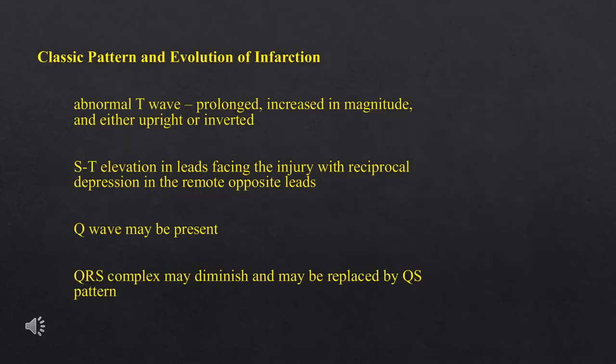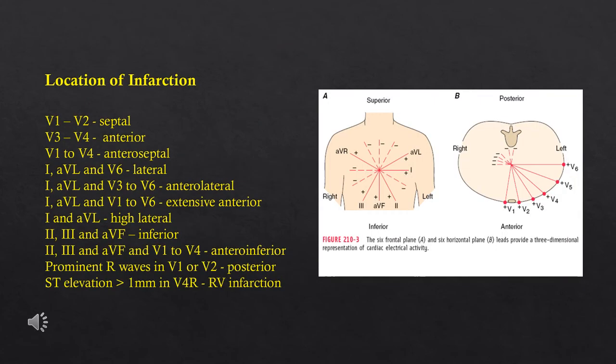A classic pattern and evolution of infarction: an abnormal T wave, which is prolonged, increased in magnitude, either upright or inverted, and then an ST elevation in leads facing the injury with reciprocal depression in the remote opposite leads. A Q wave may be present, and then the QRS complex may diminish and may be replaced by a QS pattern. This is how you localize the infarction using the ECG leads.